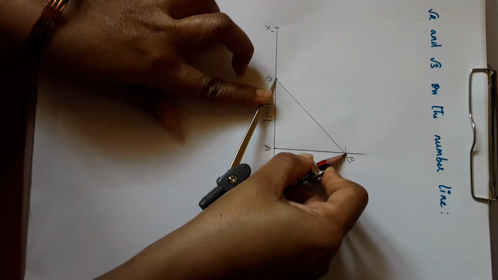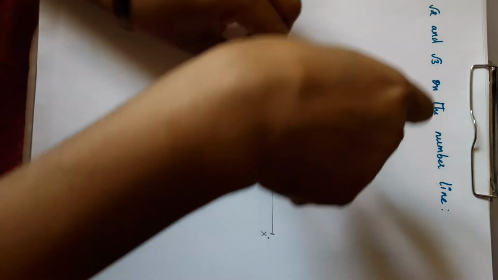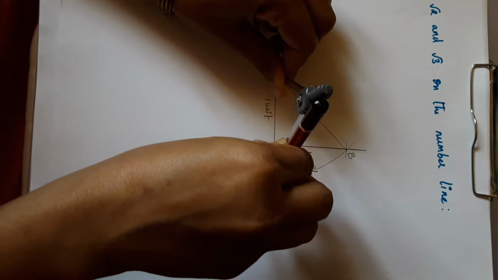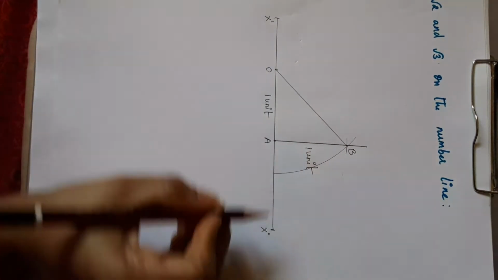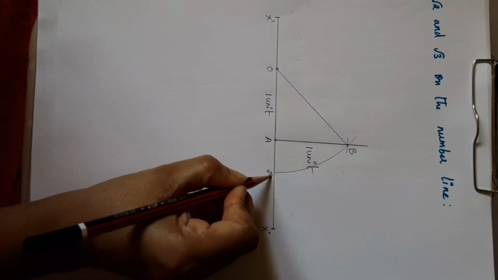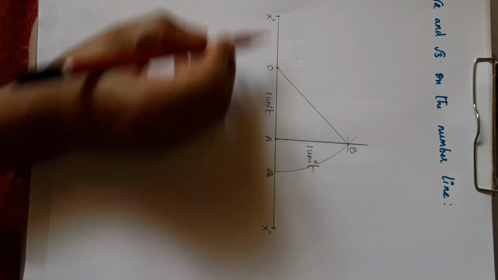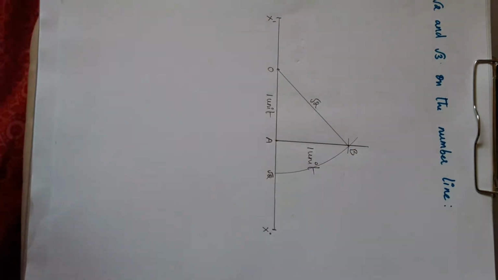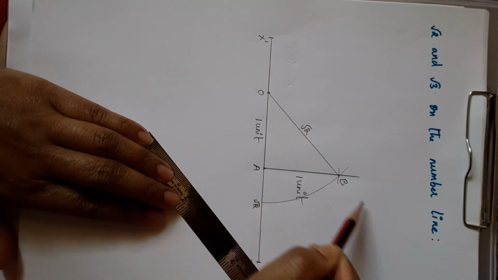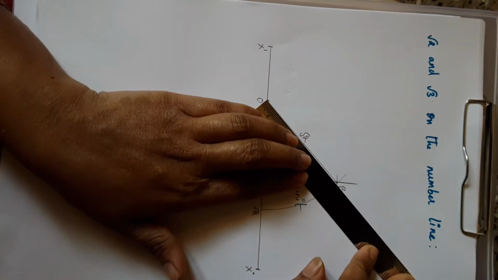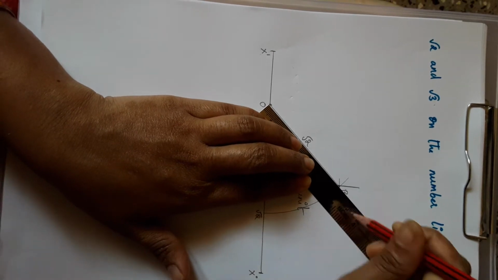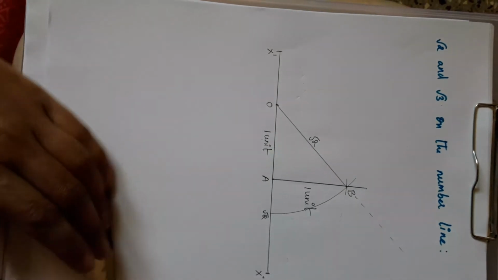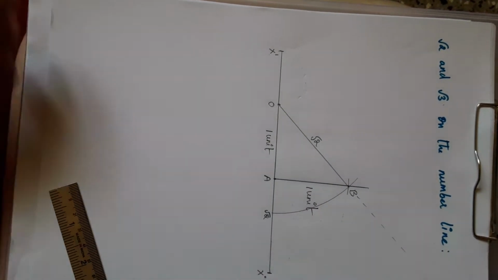Then join OB. Take OB as radius. From B, draw an arc touching the line x bar x. So this is root 2 on the line x bar x and OB is root 2. If we extend the OB line, it goes on in this way.